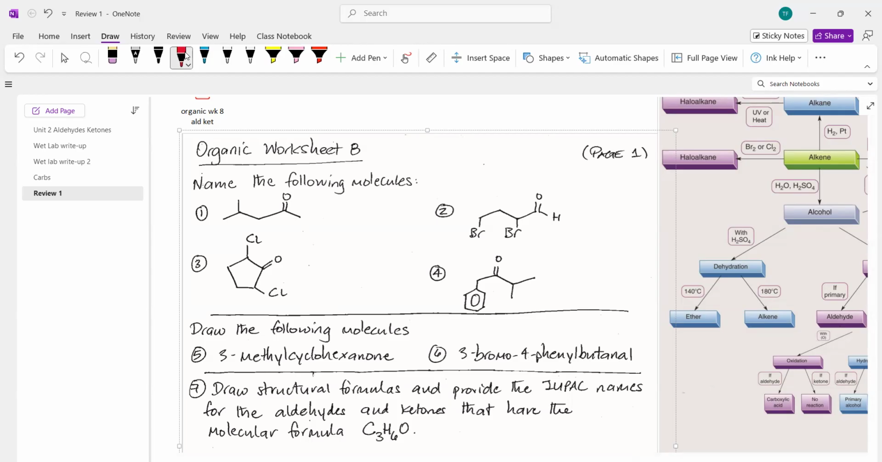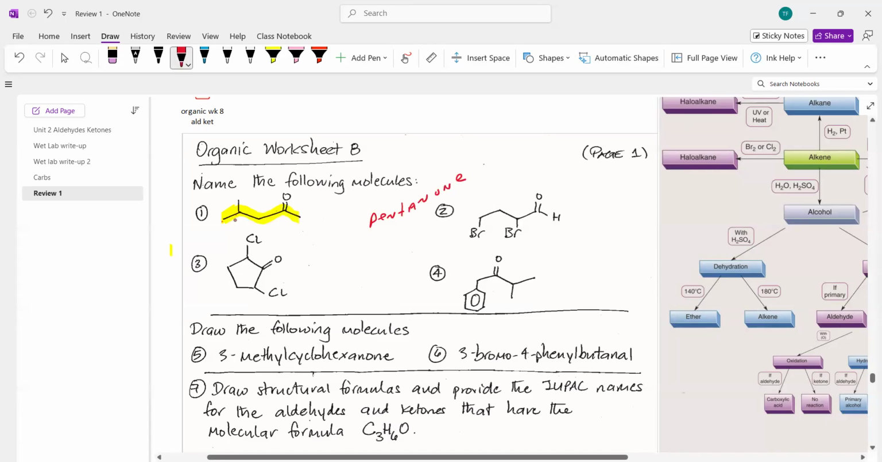Name the following. Okay, well, to start with, this is a ketone. That would be the backbone, and we have a methyl group as a branch. So it's a 1, 2, 3, 4, 5, so it's a pentanone. And we have a branch on carbon number 2, and we have 1, 2, 3, 4. So it's 4-methyl-2-pentanone.